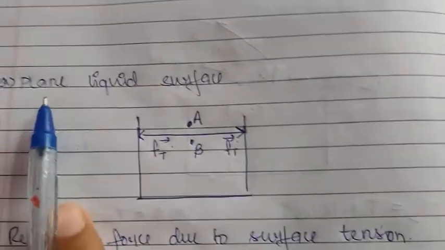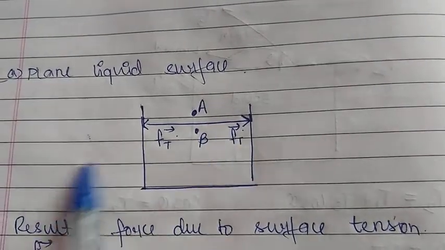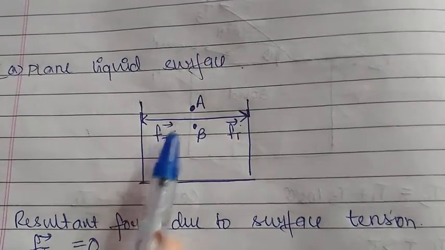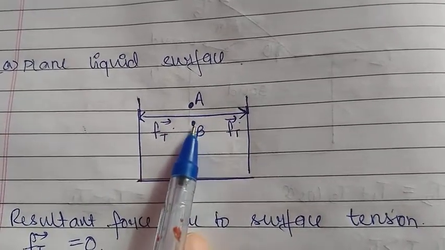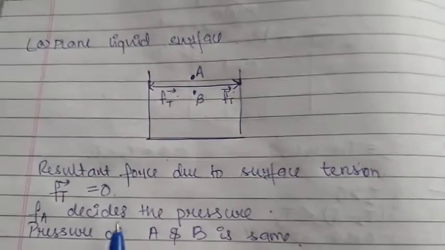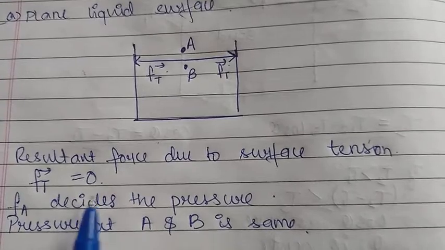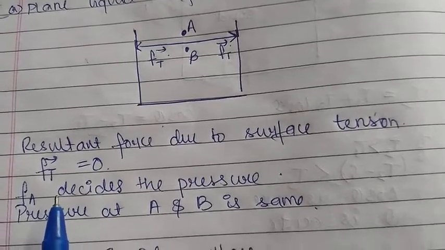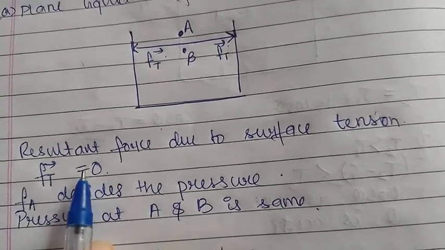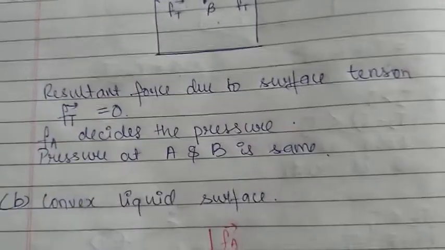So if you consider a plain liquid surface as shown in this diagram, we will consider the resultant force due to surface tension as Ft, and here it is point A and here it is point B at which one molecule is there. The resultant force due to surface tension for a plain liquid surface will be 0, and Fa is the resultant force due to the atmospheric pressure. So in this case Ft is equal to 0, so only Fa decides the pressure and the pressure at both the points A and B will be the same.